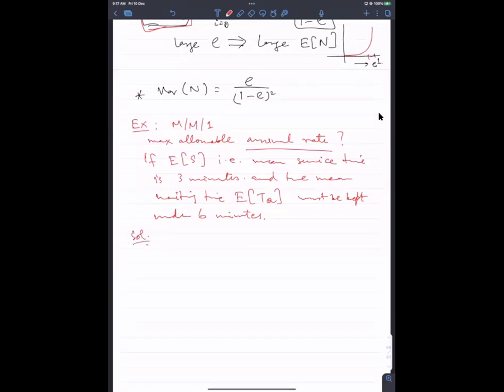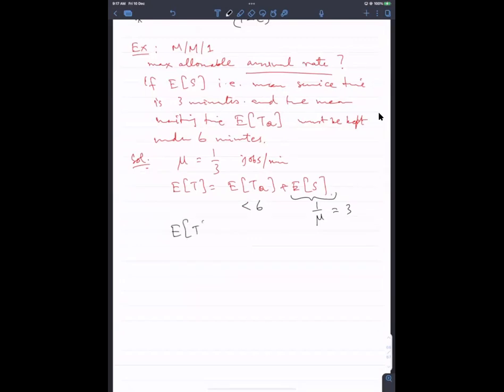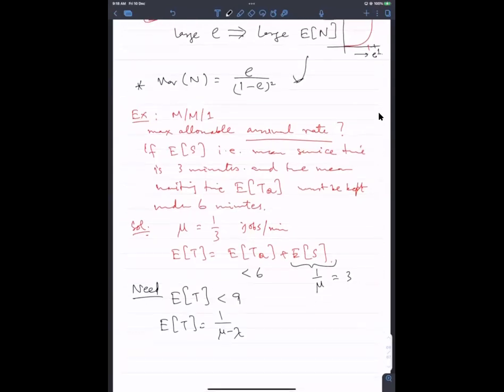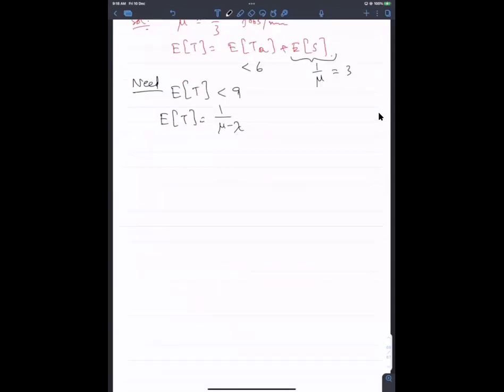So how do I solve it? To solve this, mu is given: mu is 1/3 jobs per minute. We also know that the expected value of T is the total time, which is the queueing time plus the service time. I want the queueing time to be less than 6, and the expected value of S is 1/mu, which is equal to 3. So I would like the expected value of T to be less than 9. And the expected value of T is actually 1/(mu minus lambda). This can also be solved using queueing system theory. You can solve this for the M/M/1 queue. The expected value of T is 1/(mu minus lambda), and I want this to be less than 9.